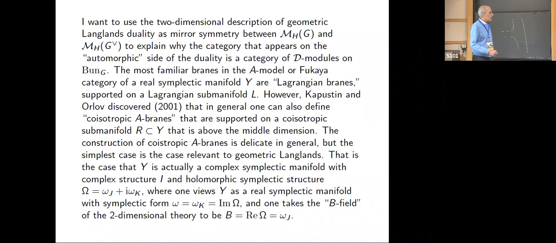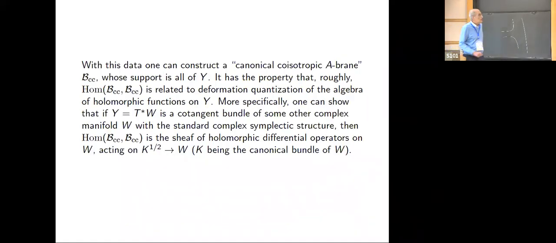That's the case that Y is actually a complex symplectic manifold with complex structure I and a holomorphic symplectic structure omega, and one is viewing it as a real symplectic manifold whose real symplectic form is the imaginary part of omega. And moreover, you take the B field to be the real part of omega. That's one formulation. Kapustin and I actually phrased it a little differently. With that data, you can construct a canonical coisotropic A brane, B_CC I'll call it, whose support is all of Y.